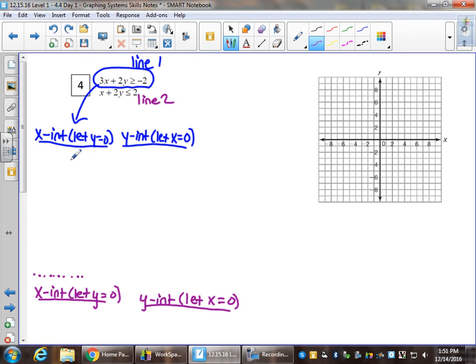So right now, I would like you to find your x and y intercepts for this first line. I'm going to pause the video and do the work. So when you press play again, the solutions will be here and we will compare our answers for line one.